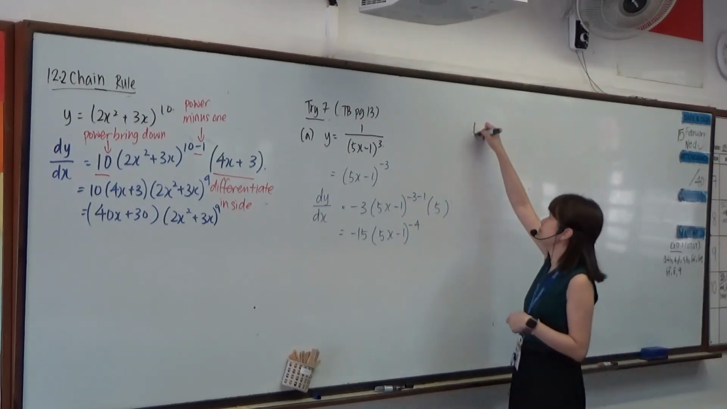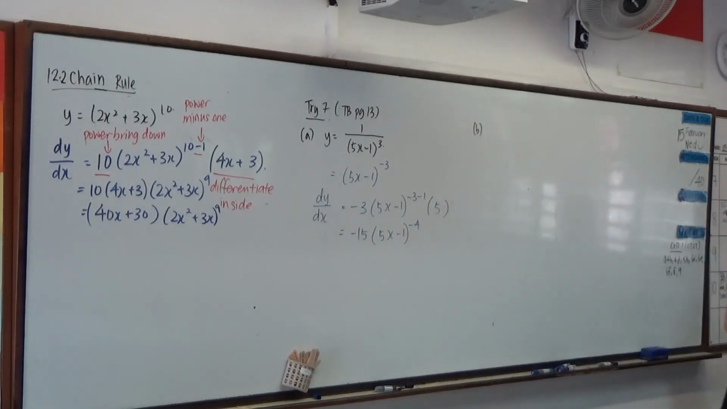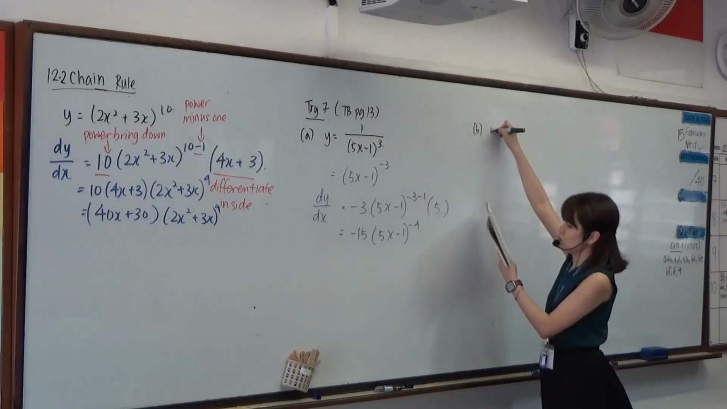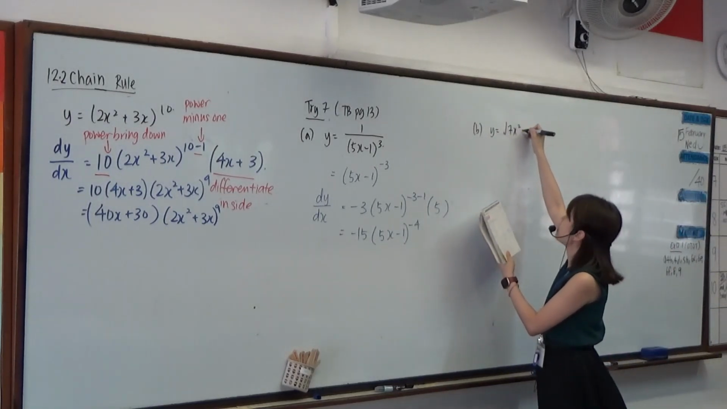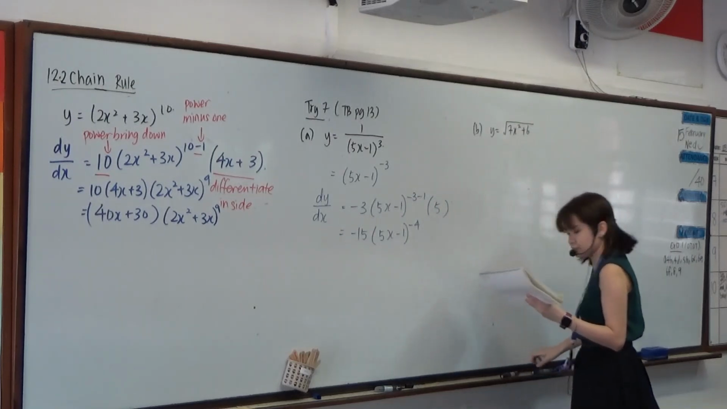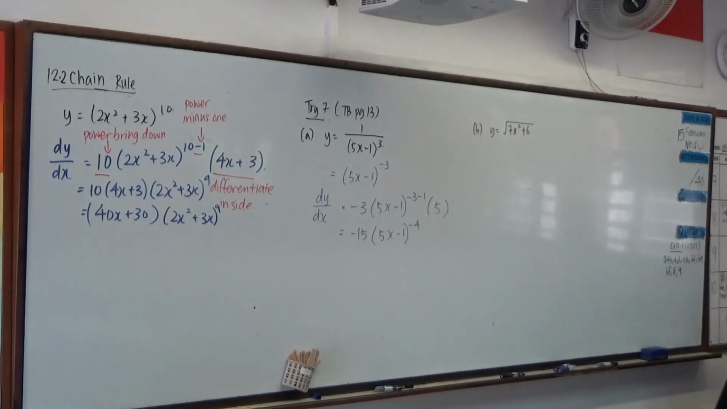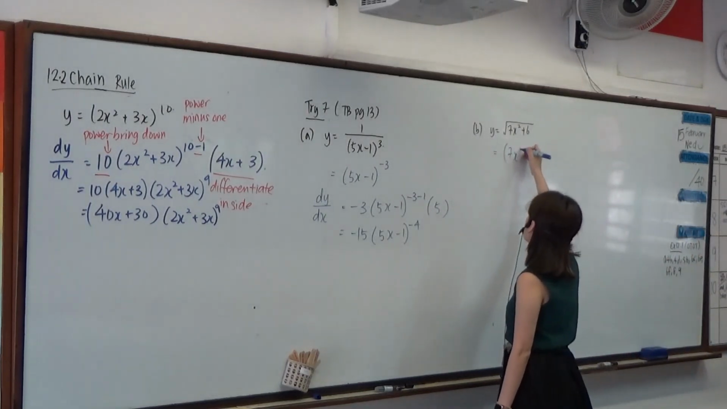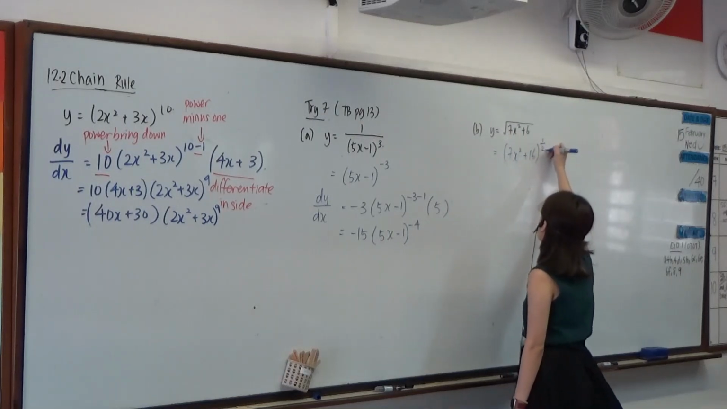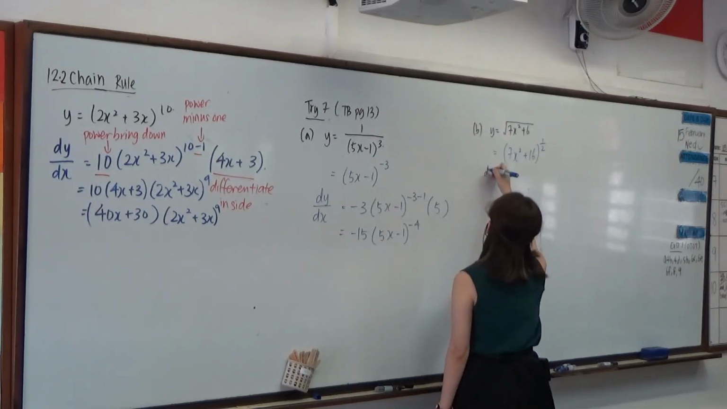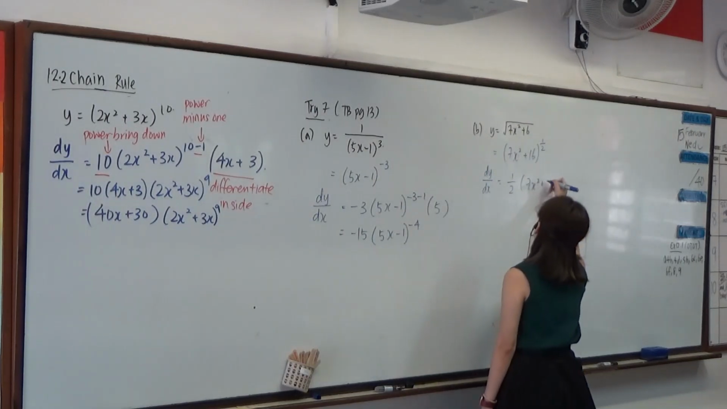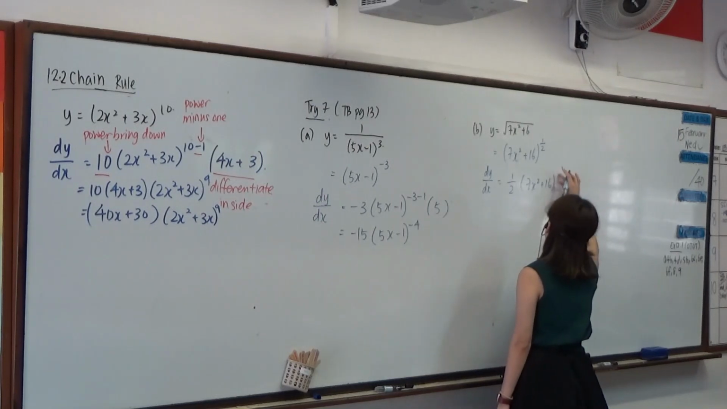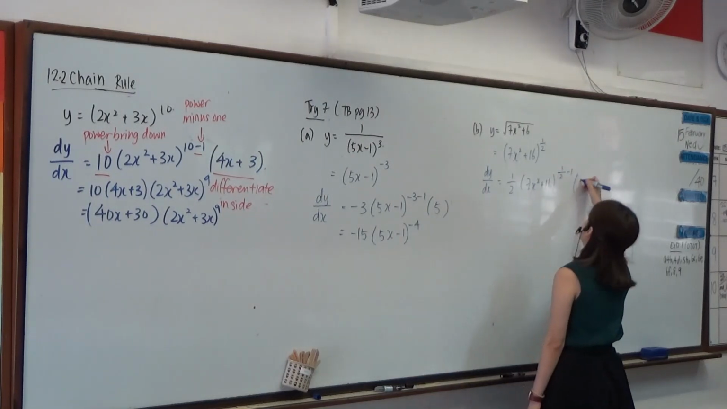Okay, let's look at part B. We have y equals square root of 7x squared plus 6. Same thing, we express this into its power of half, then we differentiate: power bring down, power minus 1, and then differentiate inside.